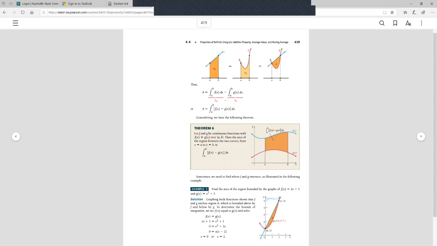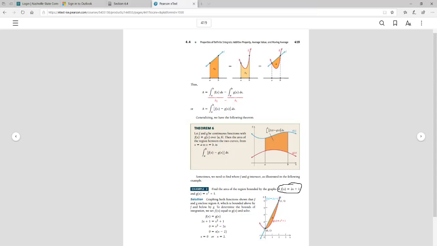So let's take a look at example 3. Example 3, find the area of the region bounded by the two graphs. The first one is a line of slope 2. The second one is a quadratic. And if we look at the pictures here, we can see that f of x is greater than g of x because it's above, right? The function in blue is above the function in red.